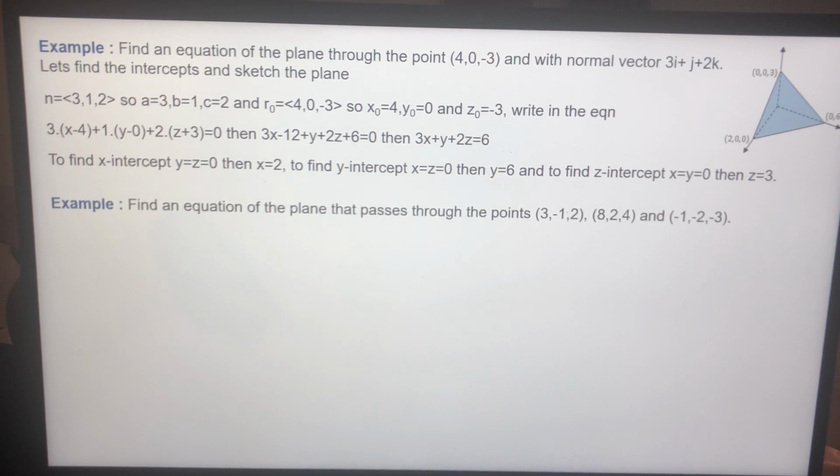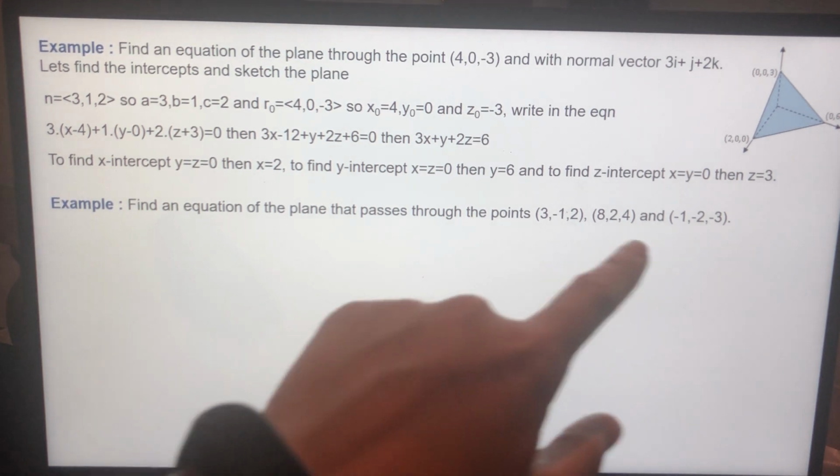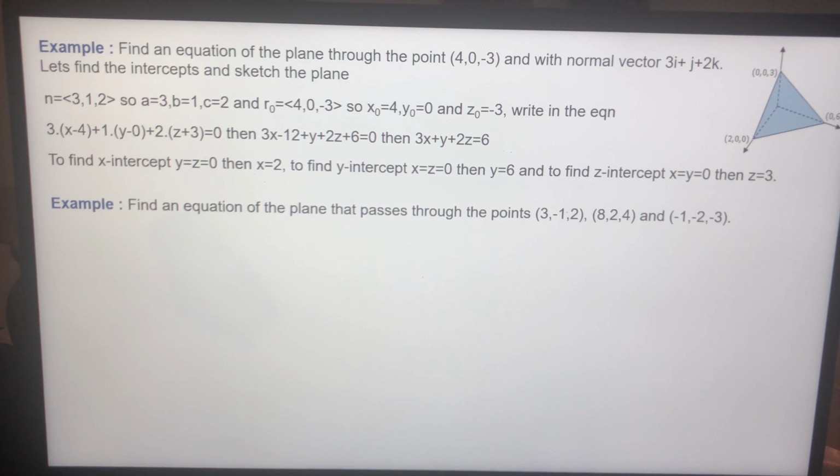Let's look at another one. Find an equation of the plane that passes through the points. So 3 points are given. You have the 3 points and you want to write the equation of that plane. But what you need is 1 point and the normal vector. So what you need to find is the normal vector from the given 3 points.